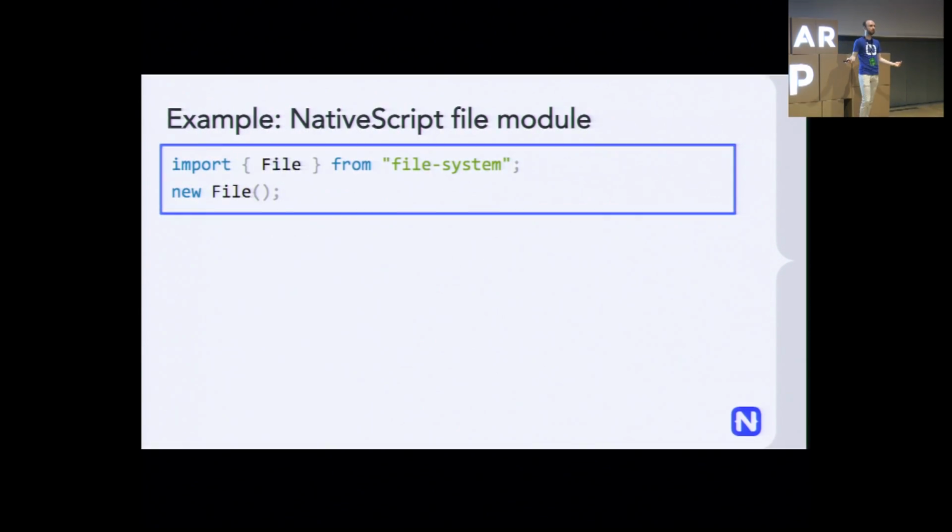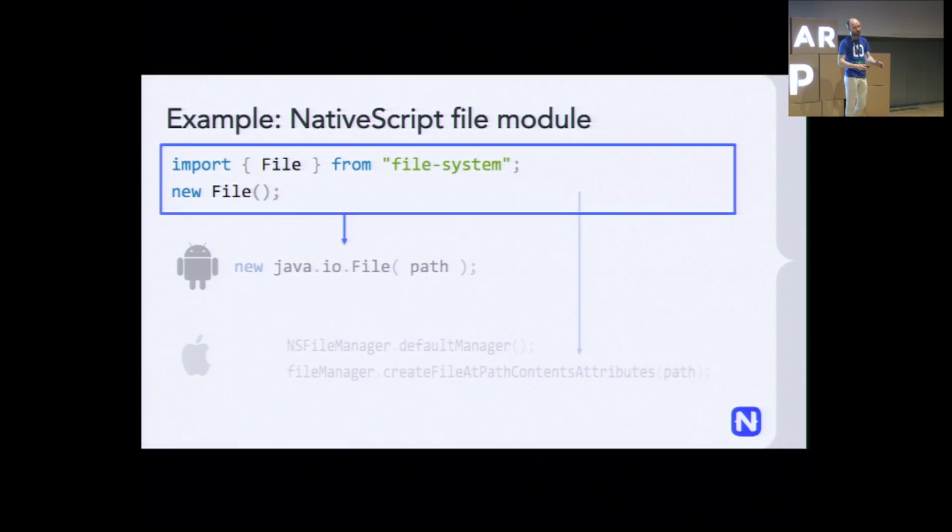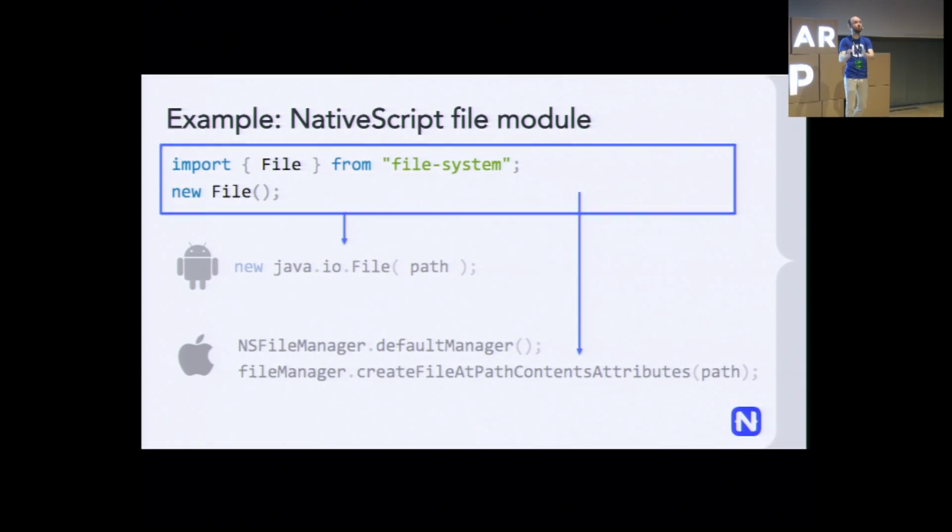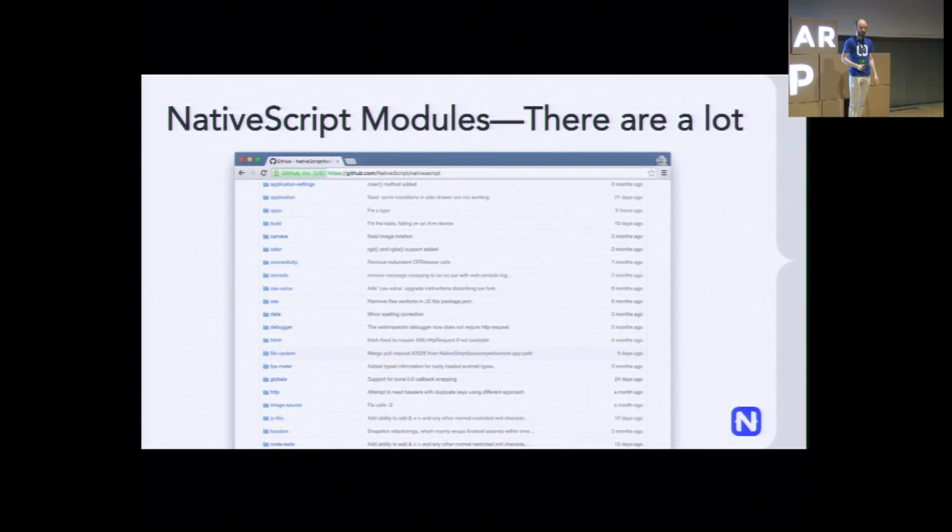Or if you want to create a new file object, you just import a file system module, and then you call new file, and then this will give you either Android code or iOS code, depending on which platform you're building the application for, which is quite cool. And there's a whole lot of sets of modules. So this slide is not for you to actually read it all. It's just to show that there's a lot of them, and we keep adding more and more.